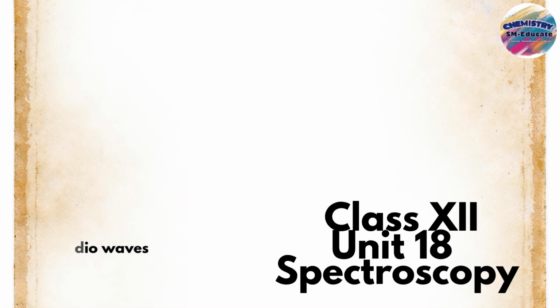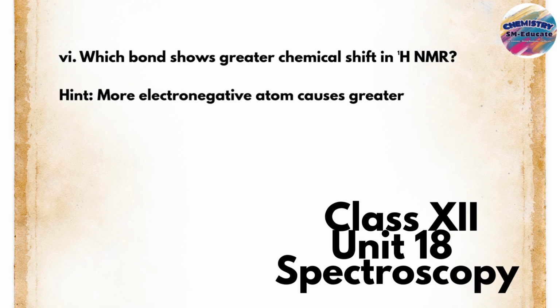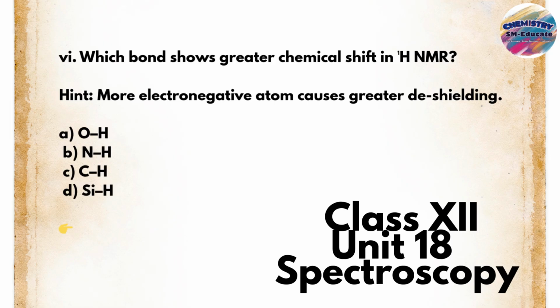Radio waves. 6. Which bond shows greater chemical shift in HNMR? Hint: more electronegative atom causes greater de-shielding. A. OH. B. NH. C. CH. D. SiH. Correct answer: A. OH.